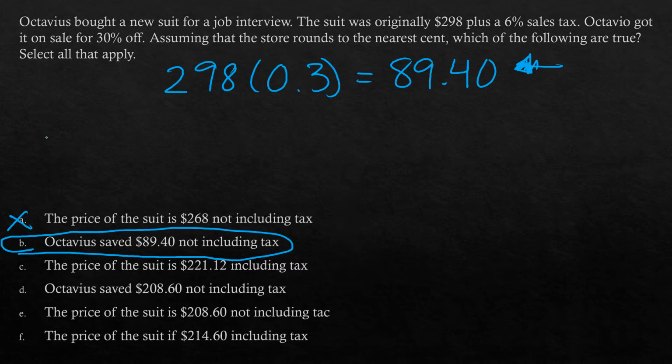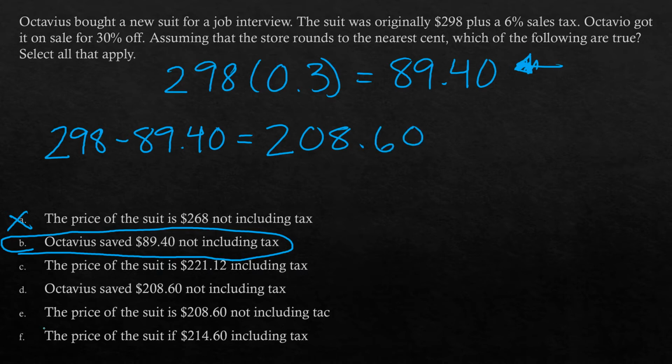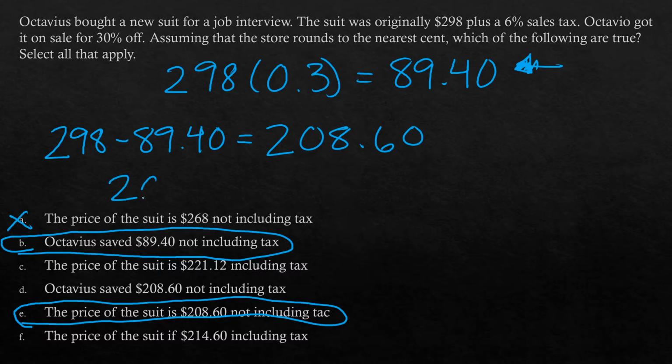So to figure out how much the actual suit is, let's take that $298 and subtract $89.40 from it. So again, I'm just going to type that into a calculator. So $298 minus $89.40. And when I do that, I get $208.60. So the price of the suit is $208.60, not including tax. Now let's figure out how much the suit would be with tax. So I'm going to take that $208.60, multiply it by the tax, which is 6% as a decimal.